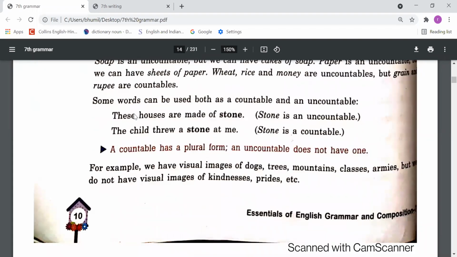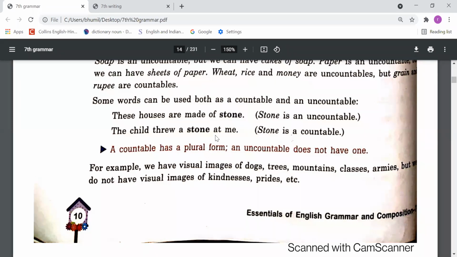Next, some words can be used both as countable and uncountable. You know, dear students, some words are there that we can keep either in the category of countable nouns or in the category of uncountable nouns. Like, these houses are made of stone. Stone is uncountable. The child threw a stone at me. So when we talk about a piece of stone, in that case we need to understand it as a countable noun, right? So we can say a child threw a stone at me. I have used 'a' here, so we can say that that's countable.